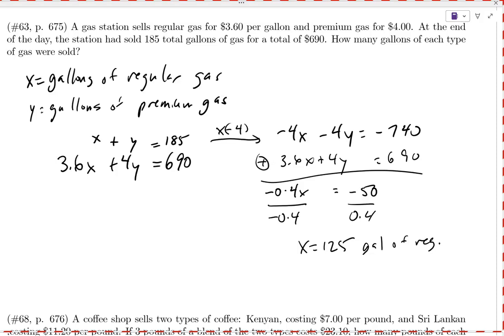Either of them. Yeah, good. You can plug it back into either of them. You should get the same answer. As a matter of fact, it's a good check that you've got the right x value. You should be able to plug it into both equations and get the same value for y. It's easier to plug it into the first one. You should get 60 for y.